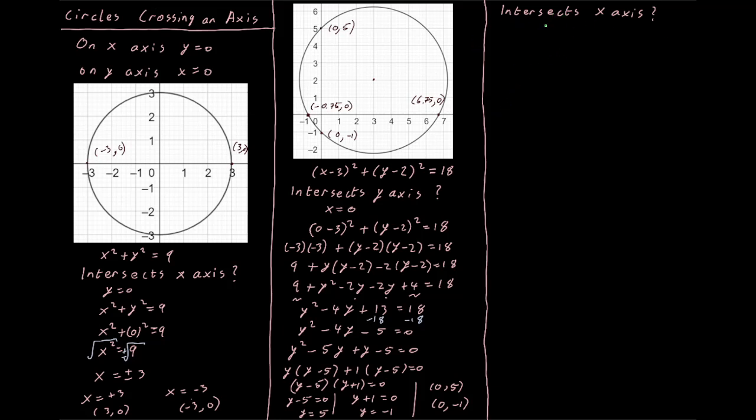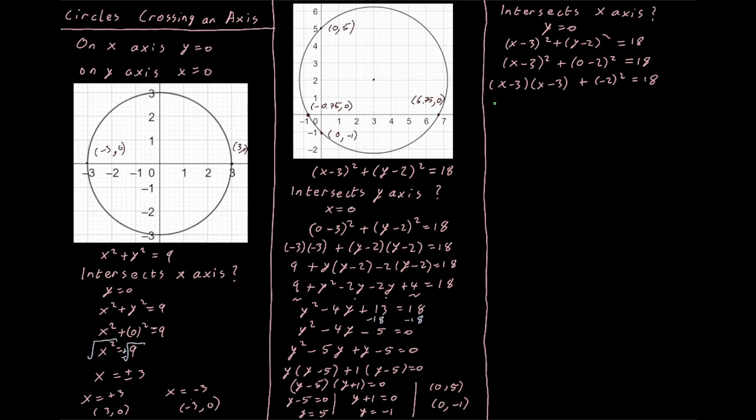So on the x-axis, we know that y is equal to 0, so we're going to use that to solve our equation now. (x minus 3) squared plus (y minus 2) squared is equal to 18 is our equation. So we have (x minus 3) squared plus (0 minus 2) squared, our y is 0 when we're crossing the x-axis, is equal to 18. We start squaring out our brackets. (x minus 3)(x minus 3) is what (x minus 3) squared means, plus (minus 2) squared is equal to 18.